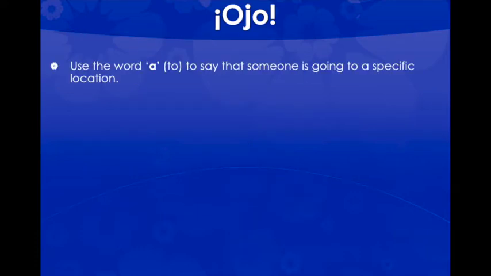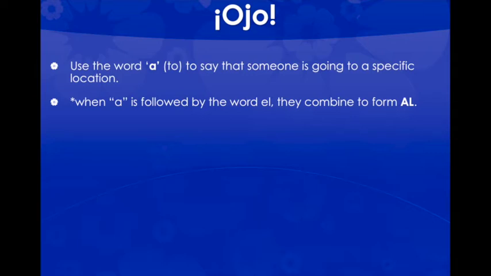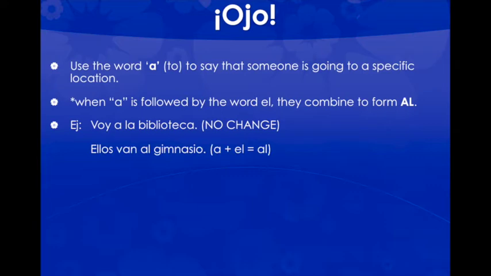So if you need to use the word a to say that someone is going somewhere, a means to. However, when a is followed by the word el, they combine to form al. That is just like with the word del. So, voy a la biblioteca, no change there, but if we wanted to say they are going to the gym, ellos van a el gimnasio, a and el actually form the word al gimnasio.